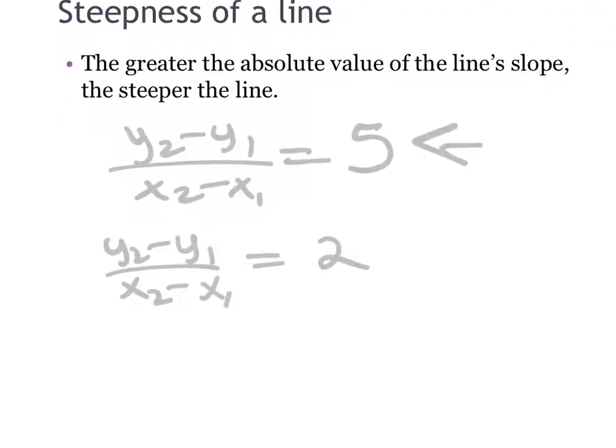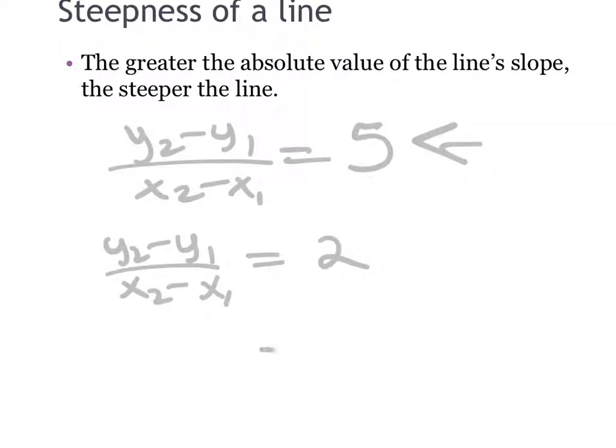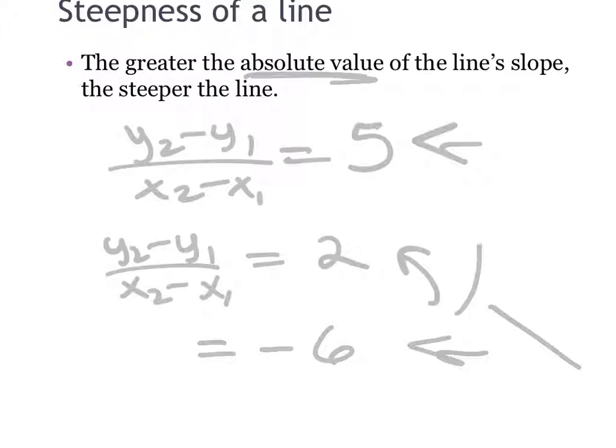Now, let's say I got negative 6 as my answer. Then this would be the steeper line, because notice it says absolute value. So you ignore the sign, and this would just be a line that's going down, but it would be steeper than either of these two, because the absolute value of negative 6 is positive 6, and 6 is bigger than 2 or 5. So the bigger the number, the steeper the line.